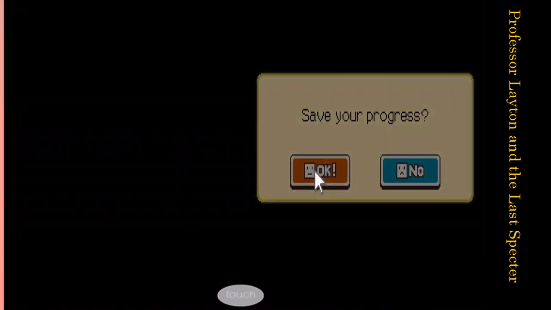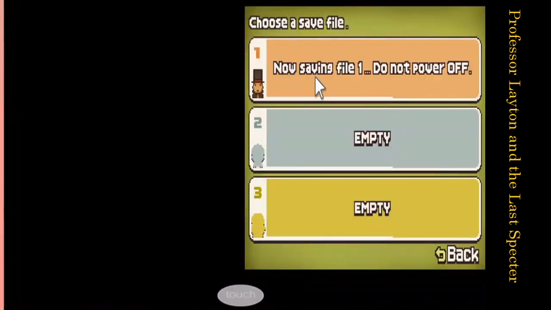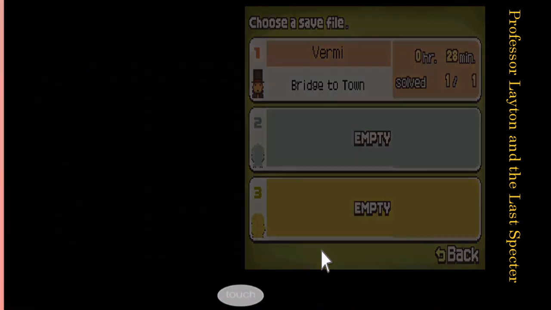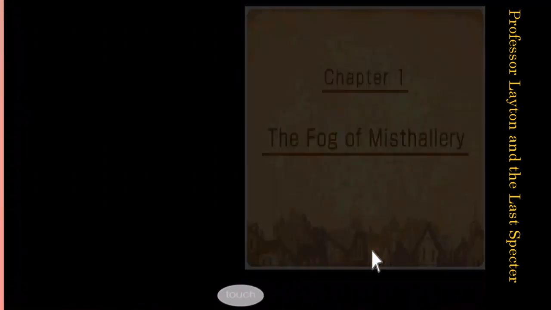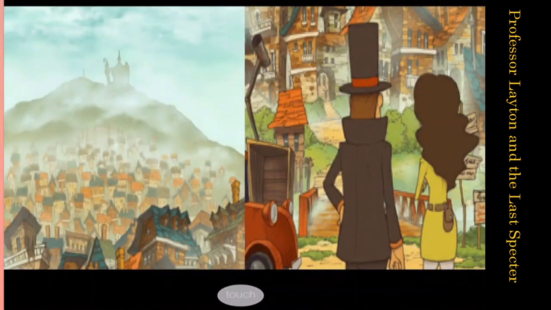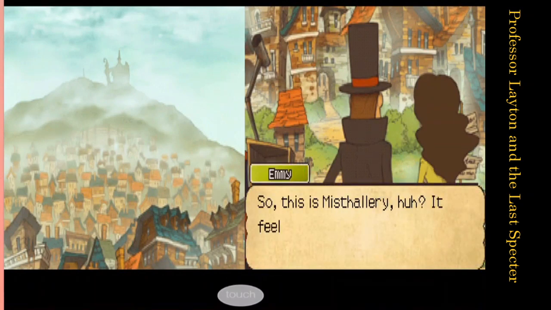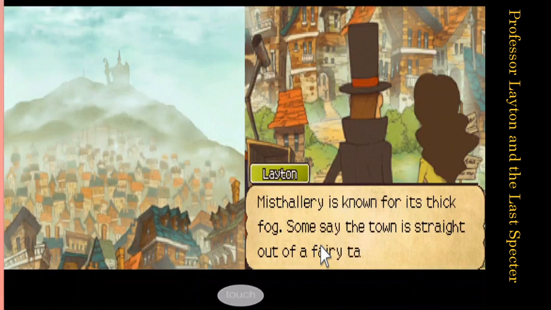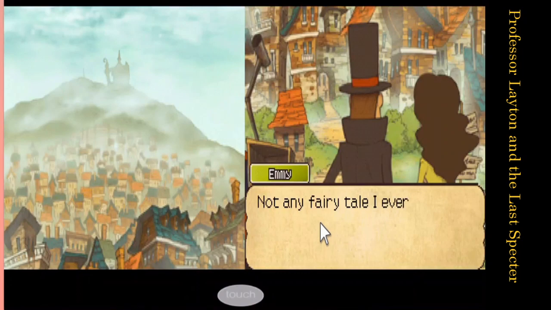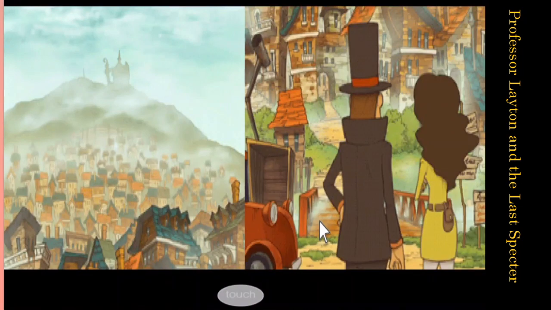Save your progress? Yes. The fog of Misthalary. So this is Misthalary, huh? It feels a little eerie. Misthalary is known for its thick fog, and some say the town is straight out of a fairy tale. Not any fairy tale I ever read.